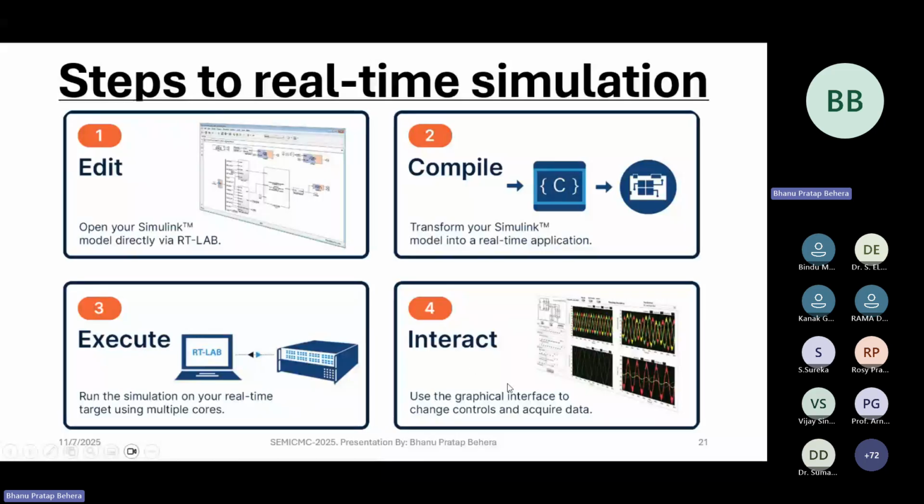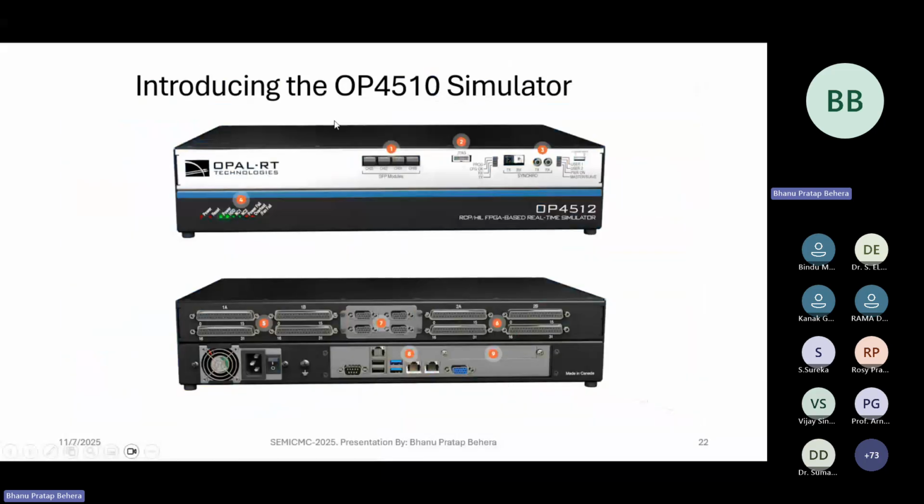So let's see how to do a simulation. Before that, let's see the hardware which we are going to use. We'll use these OP4510 simulators for this real-time validation. We will show you the real-time validation on rapid control prototyping, where we'll dump the control logic onto this OP4510, and the physical prototype plant will be outside the real-time target. This will control the prototype plant.